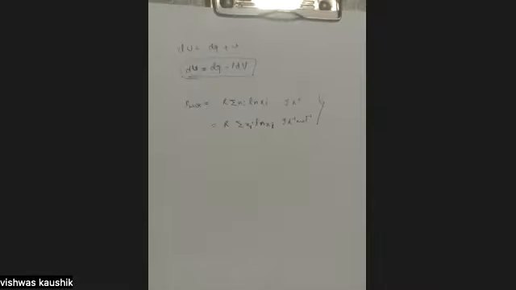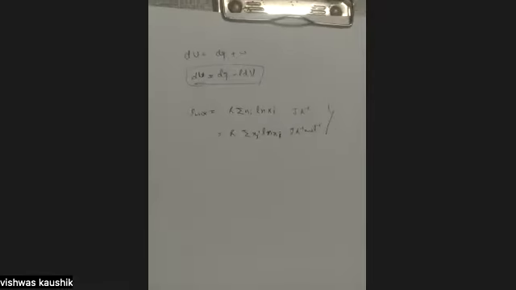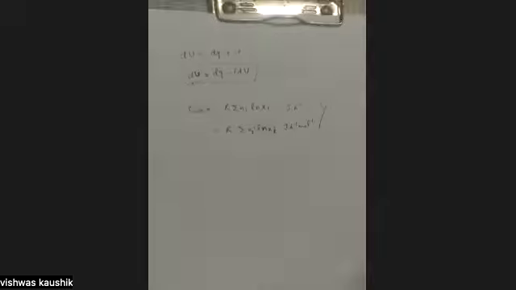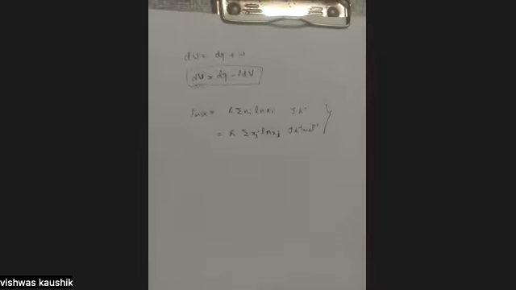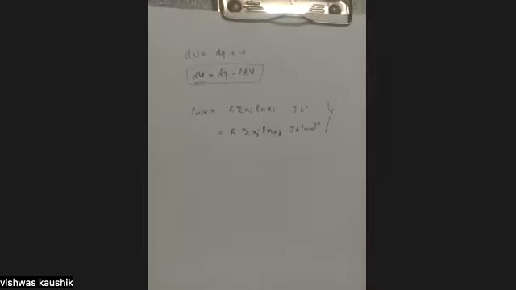Next, move on to the third law of thermodynamics. What is the third law of thermodynamics? Yes, sir. The third law of thermodynamics states that for a pure crystalline substance, the entropy at 0 Kelvin will be equal to 0.